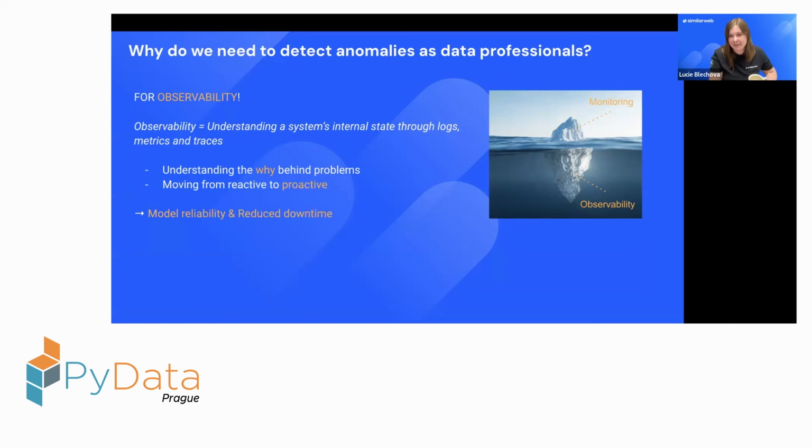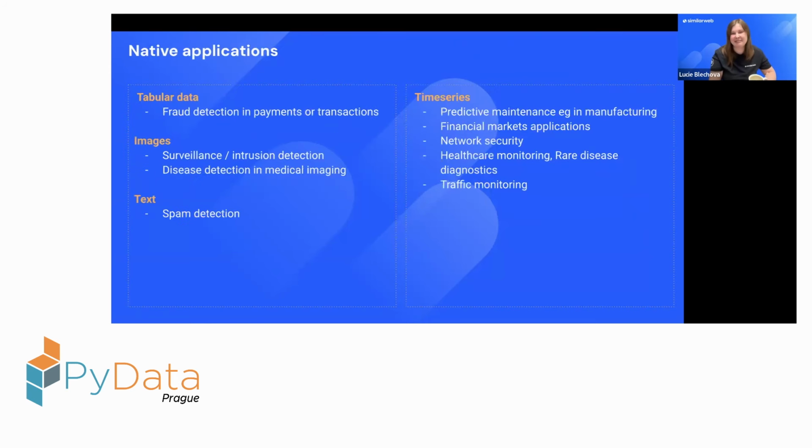But anomaly detection actually has much more use in the world than just for us data people. There are many use cases, many of them. Let's start with security use cases. For example, you can have detection of fraudulent payments because those are anomalies. You could have surveillance on intrusion detection, network security using traffic monitoring, all of that.